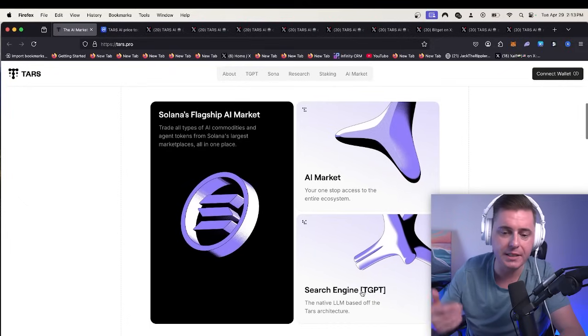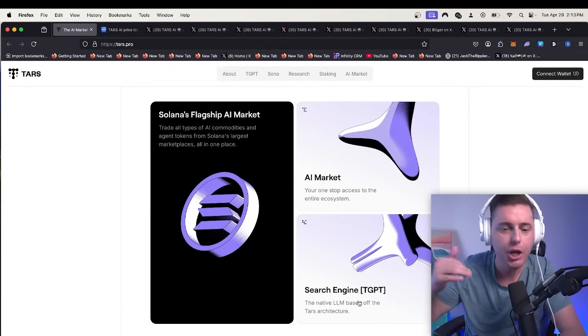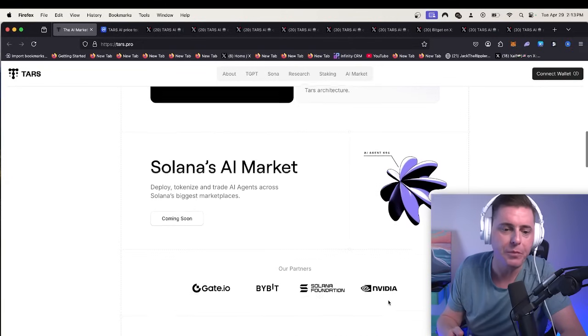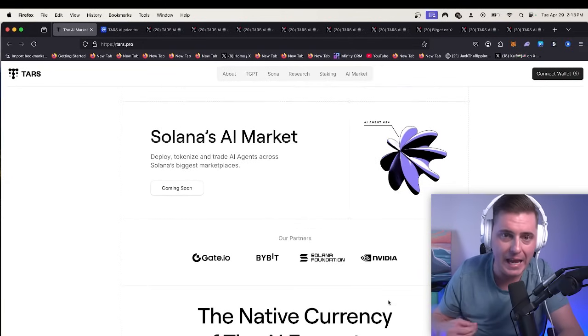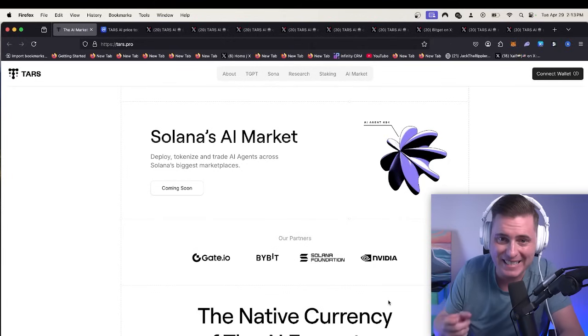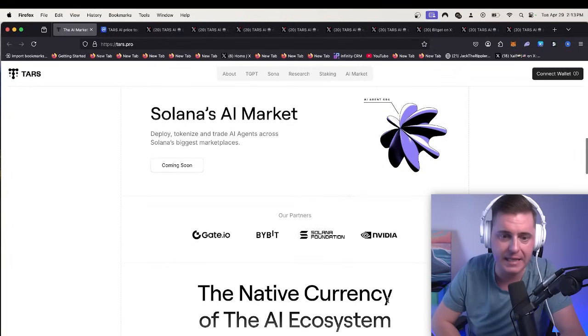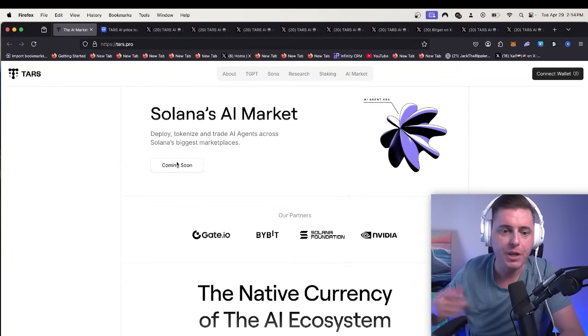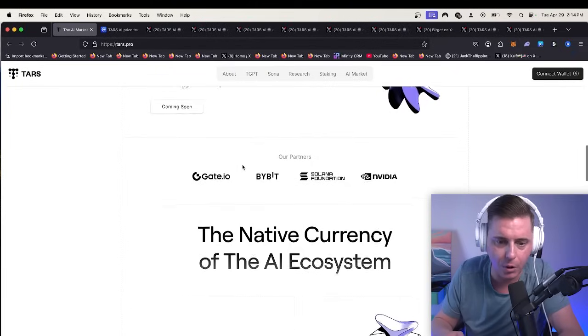TARS also has a really unique search engine, so if you want to ask it all kinds of crypto questions, you can jump in and start doing that. You also have an AI marketplace where you can sell different AI agents and build your own. They actually built a very unique, easy system to deploy AI agents to help you with your everyday tasks. And it says Solana's AI market, deploy, tokenize, and trade AI agents across Solana's biggest marketplaces.